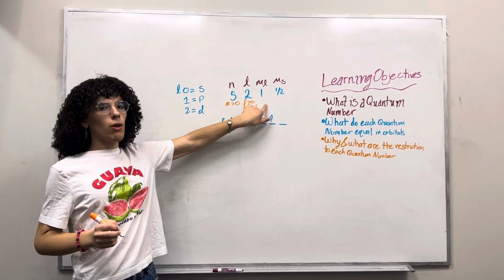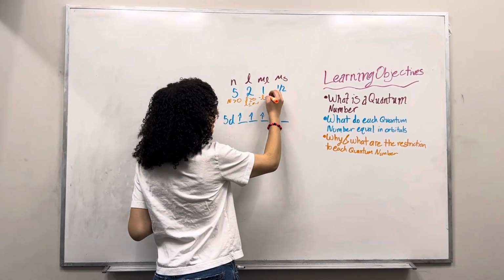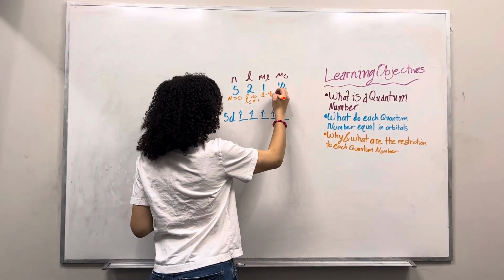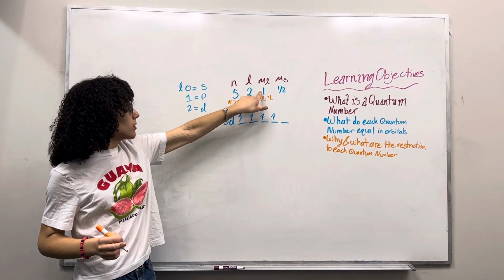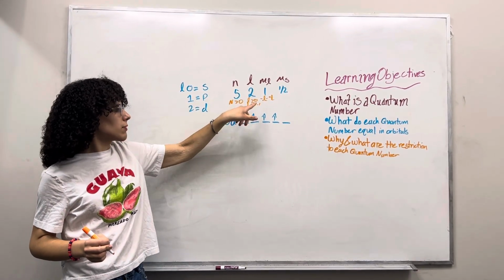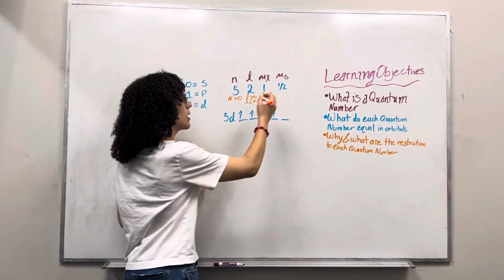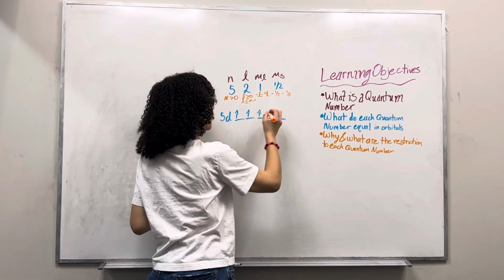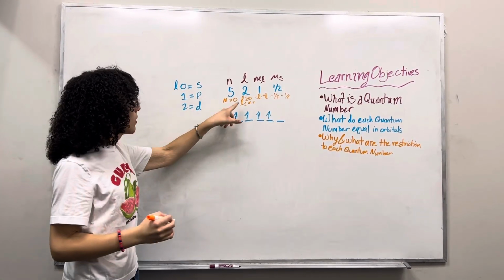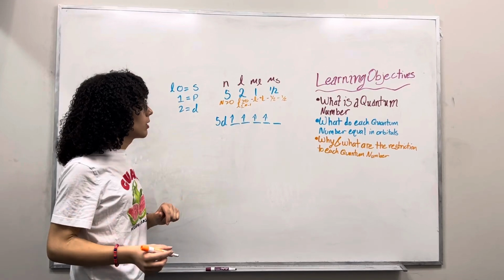Next, m sub l always has to be between negative l and positive l. So here, it's 1, so that's between negative 2 and positive 2. And finally, m sub s can only be negative 1/2 or positive 1/2. So you can see here, all of this falls into the bounds of what a quantum number can be.